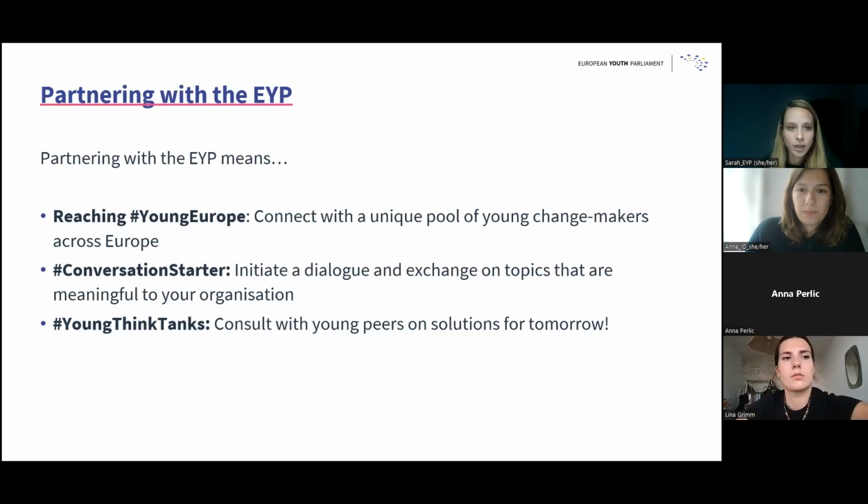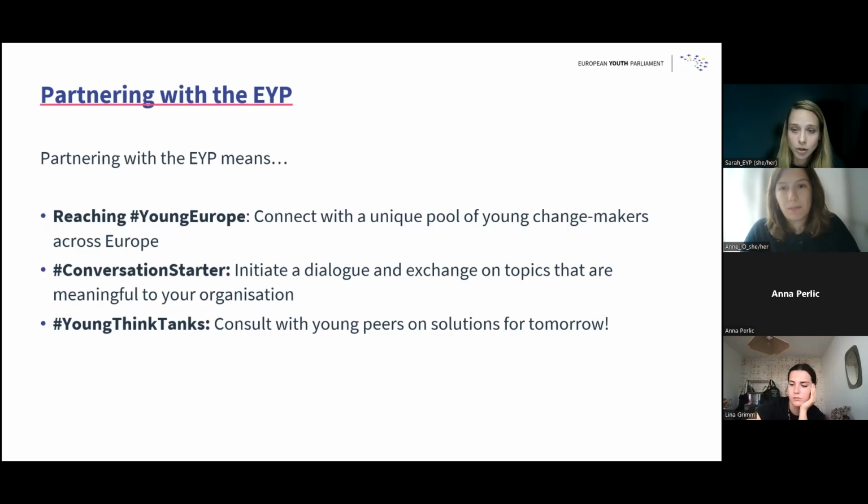The three main points here are really to convey to them that by partnering with the European Youth Parliament, they have the possibility to reach European youth and connect with a pool of young change makers across Europe. And as one of the largest youth networks in Europe, this is really a unique value proposition that we have.